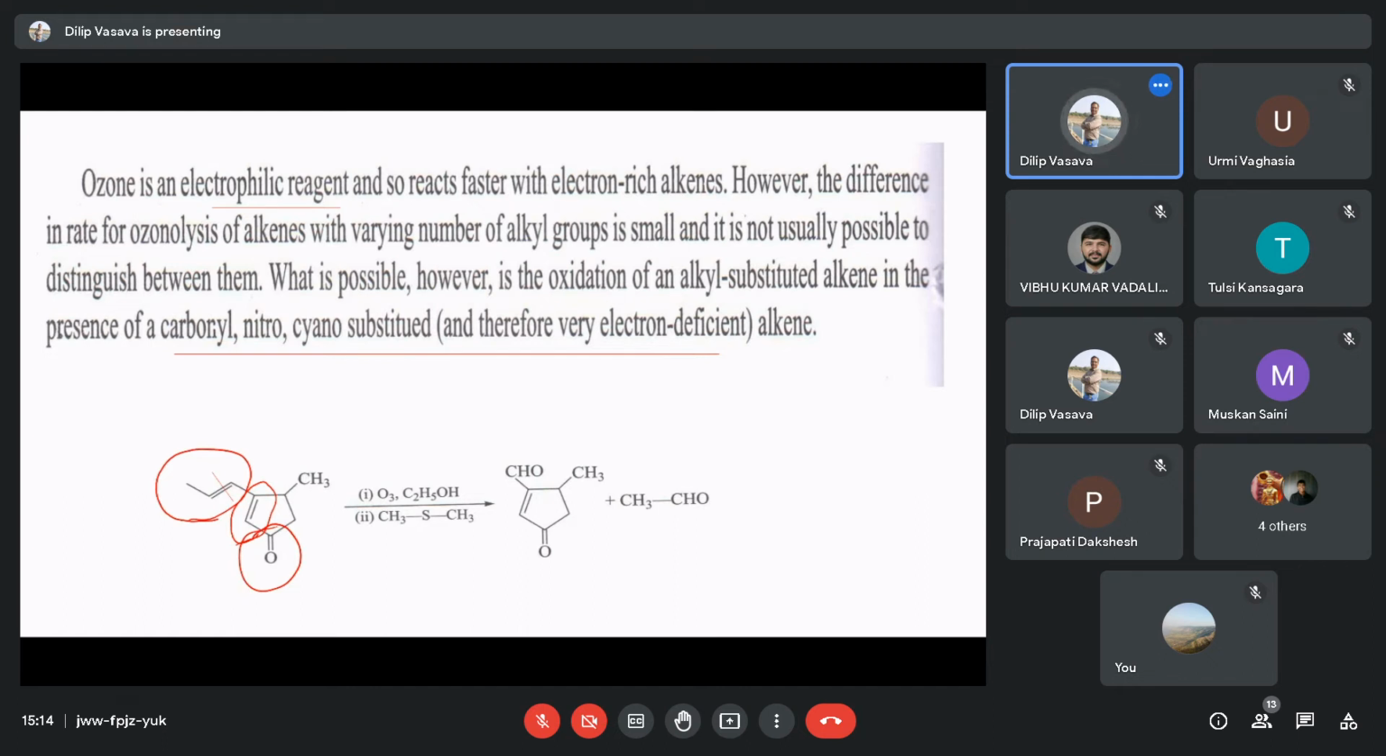So of course, this double bond is less substituted. So that is why, without affecting the carbonyl group, it is going to be oxidized. But here the terminal is there, so that is why it gives 2 moles of the aldehyde in presence of the dimethyl sulfide.